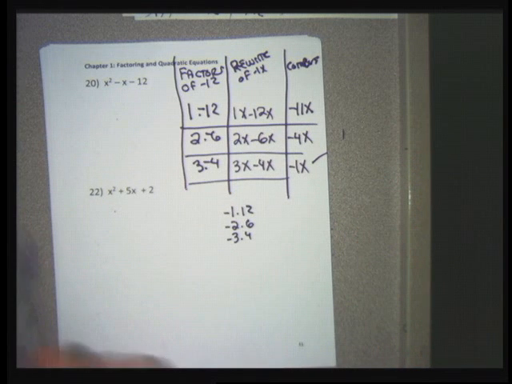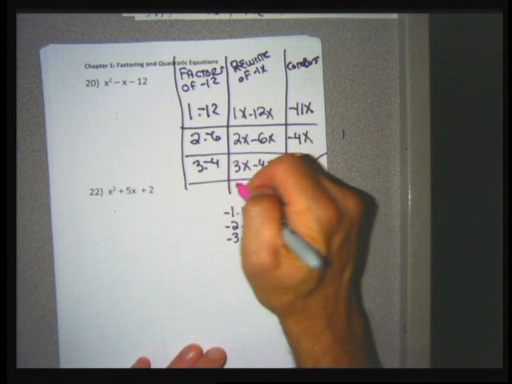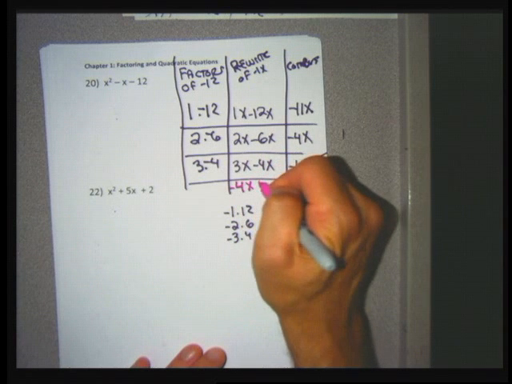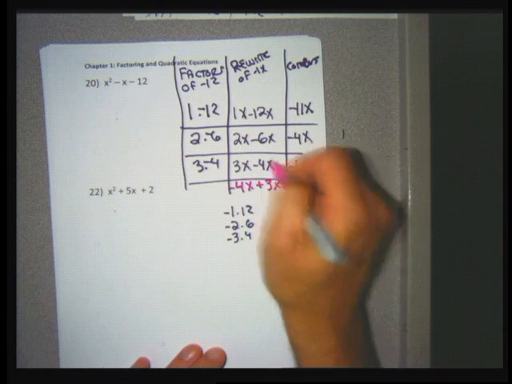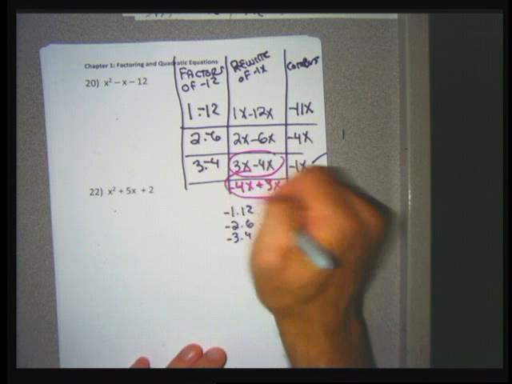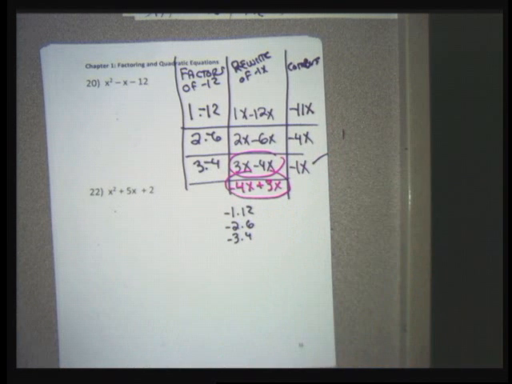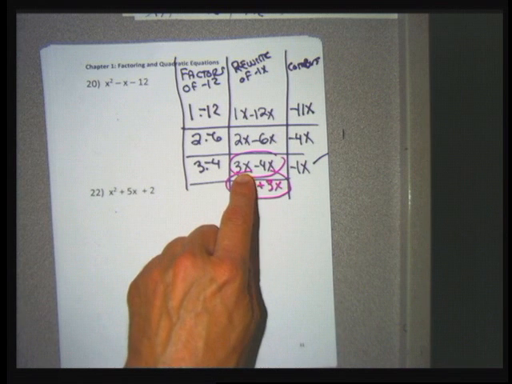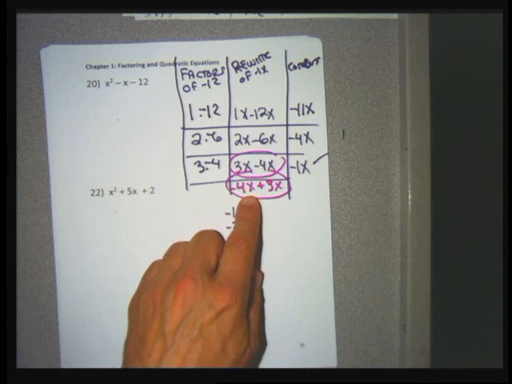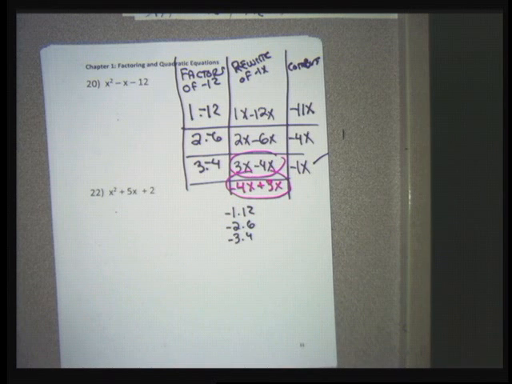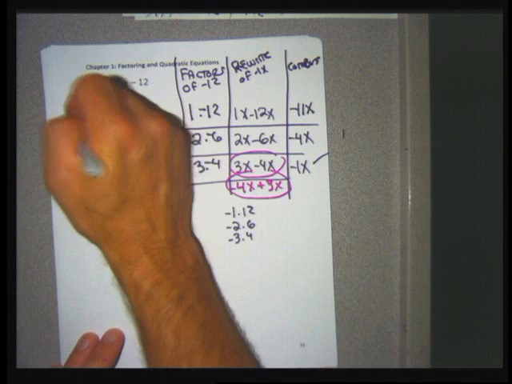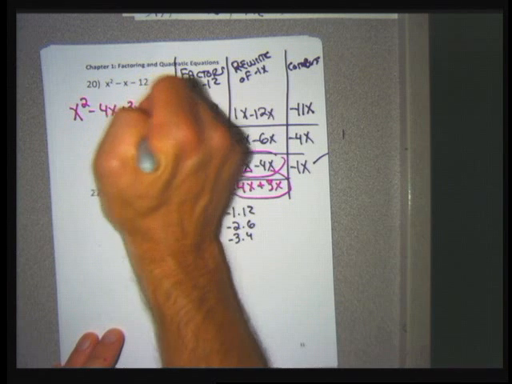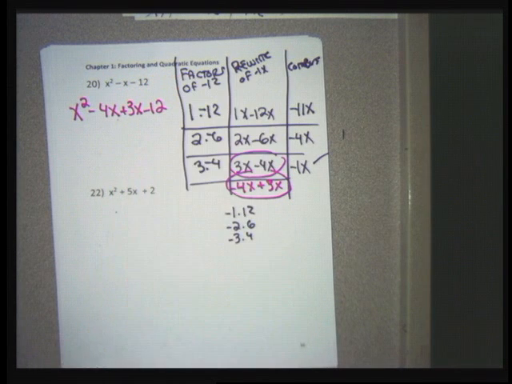And again, when I have that flexibility of rewriting, and I have to have signs, this and this still have both a negative 4x and a positive 3x. If I wrote 3x minus 4x, then I'd have to factor out a negative. If I write negative 4x plus 3x, I don't have to factor out a negative. So I'm going to rewrite this going x squared minus 4x plus 3x minus 12.